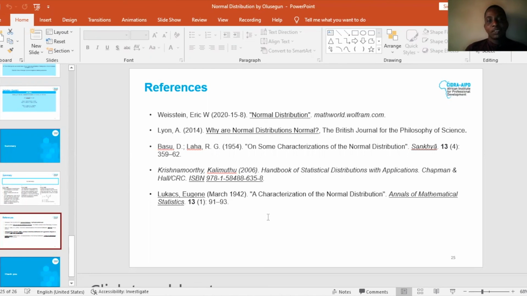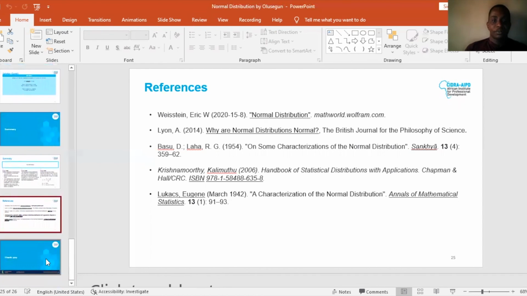So there are many references for us to go through to get a better and deeper understanding of normal distribution. If after going through this module you want more knowledge, you can go through the materials in these references. The titles of these published works are available here, along with the author, the year, and even the journal in which they were published. So that will be all on the normal distribution.